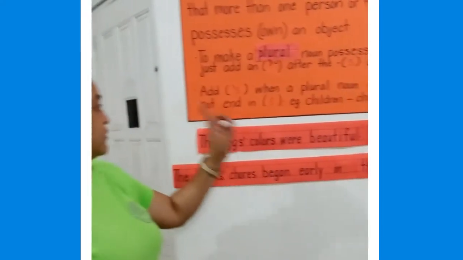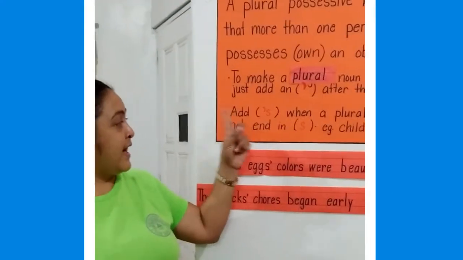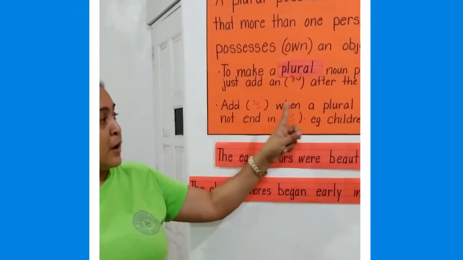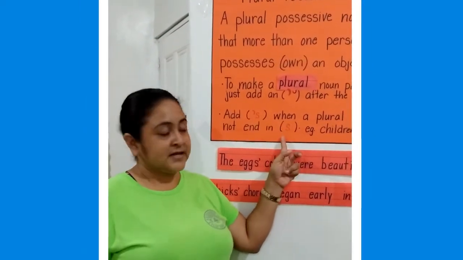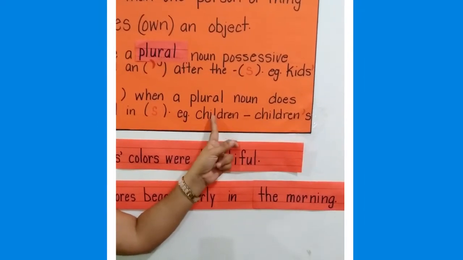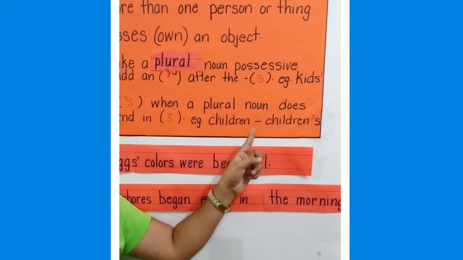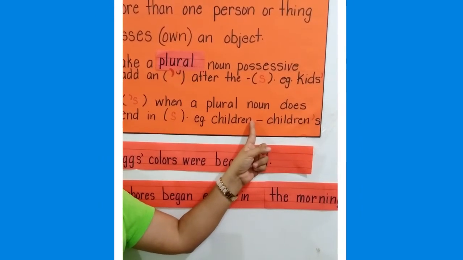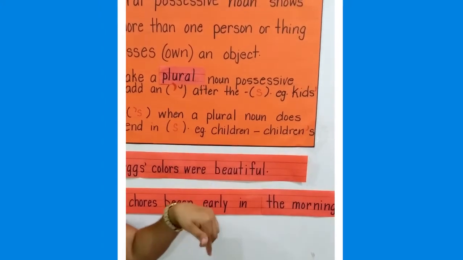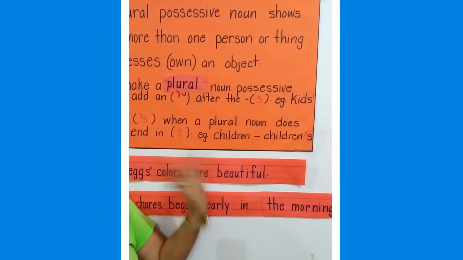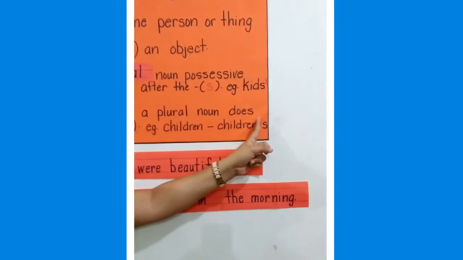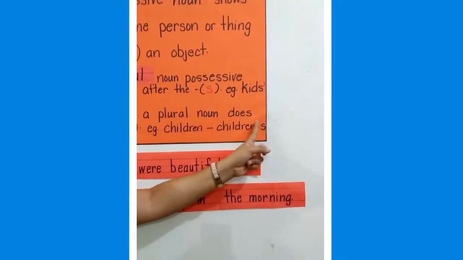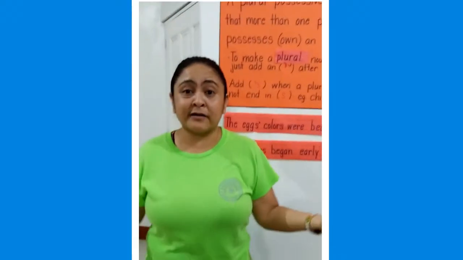Alright, good job. Now let's go to the second rule. Add an apostrophe S when a plural noun does not end in S. Example, children. The noun children is plural. It does not end with an S, but children is plural. Therefore, if we want to form the plural possessive form of children, then the rule says that we add an apostrophe S.